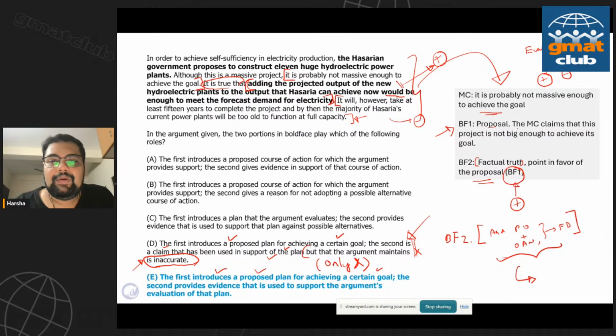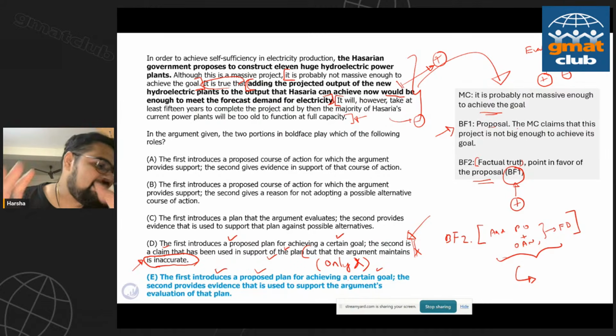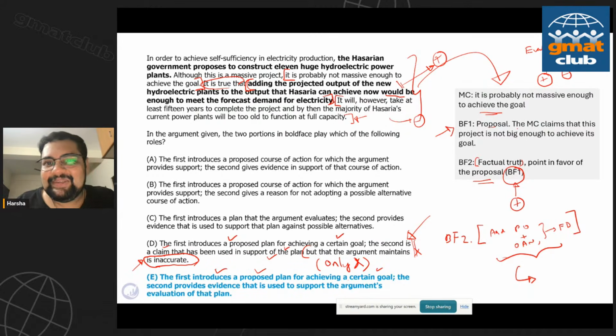So is an evaluation of this plan happening? I would argue yes. It is true that if you add the output to the projected output, you'll get something. You'll be able to meet the forecast demand. That's the good side of the plan. But hold on, that's not the complete assessment. There's also a problem, and that problem is that last sentence. So overall, is my boldface one helping the author or helping the argument eventually to do an assessment of the plan? I would argue yes.